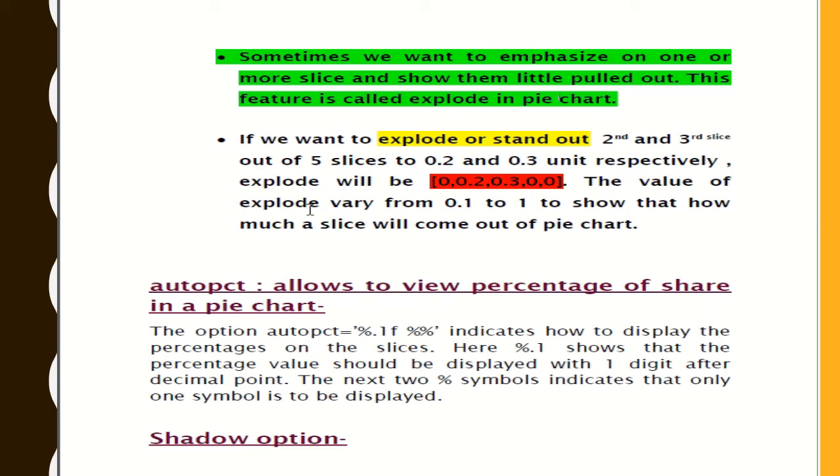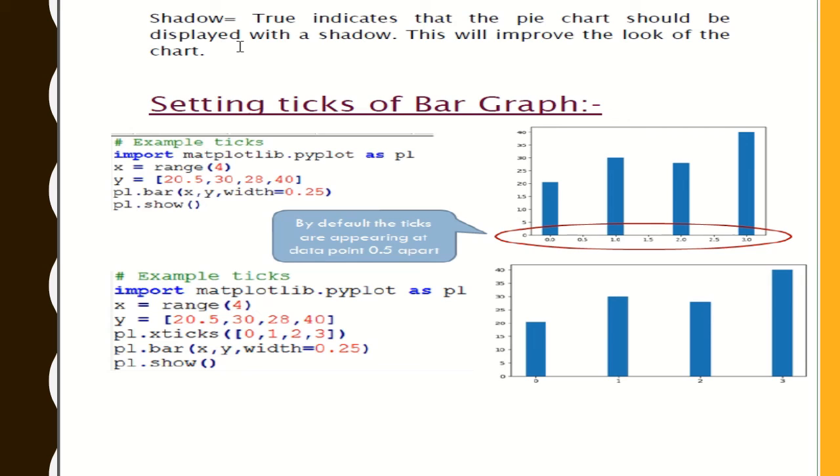Okay, so the value of explode varies from 0.1 to 1 to show how much the slice will come out of the pie chart. So what does autopct mean? It allows you to view the percentage of share in a pie chart, that how much percentage will be shown. You have seen autopct in the above example, like explode and autopct. These are all features available in your pie chart. Now, the shadow option, if you set it as true, indicates the pie chart should be displayed with a shadow. This will improve the look of the chart.